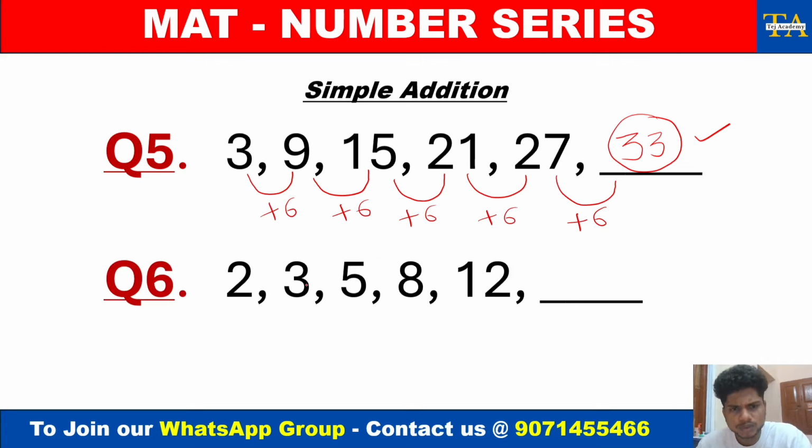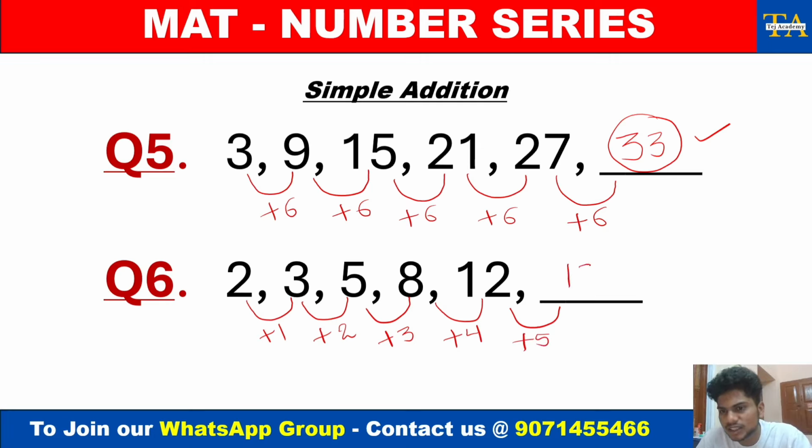It is 2, 3, 5, 8 and 12. So if you observe here, if you add plus 1 to 2 you will get 3. If you add plus 2 to 3 you will get 5. So if you add plus 3 to 5 you will get 8. If you add plus 4 to 8 you will get 12. So here if you see, these are all natural numbers: 1, 2, 3, 4. So next you have to add plus 5 to 12. So it gives 17. So 17 is our answer.